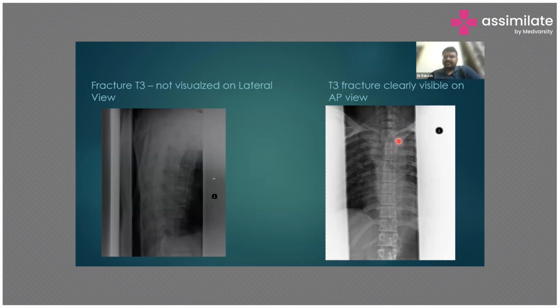it's clearly fractured here. But here in the lateral view, because of the soft tissue masses from your shoulder and your heart, the upper vertebral bodies are usually not well visible on your lateral view. So that is why it is important to request both the views, especially when analyzing the upper thoracic vertebrae, which should be analyzed using both views.